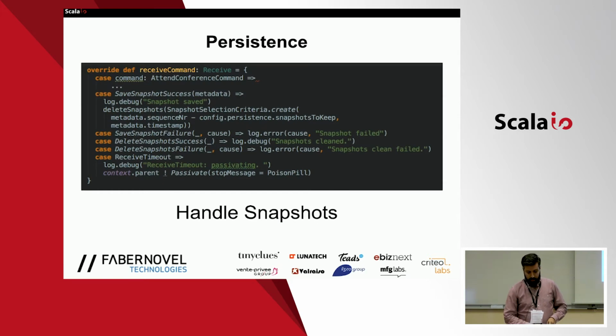To do that, we need to manage the different snapshot messages. So once we have created a good snapshot, a message is sent to the same entity actor to let it know that the snapshot has been taken. So once we know that the snapshot has been taken, we can remove the ones we don't want.